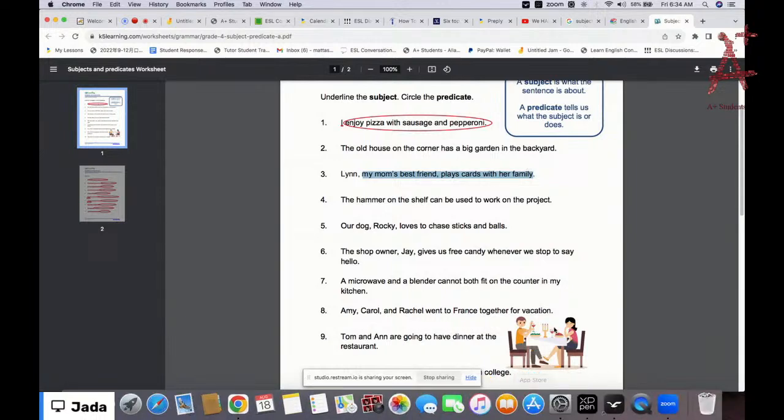Then the hammer on the shelf can be used to work on the project. Okay? So the hammer is the subject, and then on the shelf can be used to work on the project is the predicate. And then our dog, Rocky, loves to chase sticks and balls. So it's gonna be what? Rocky loves to chase sticks and balls. Okay? All right.